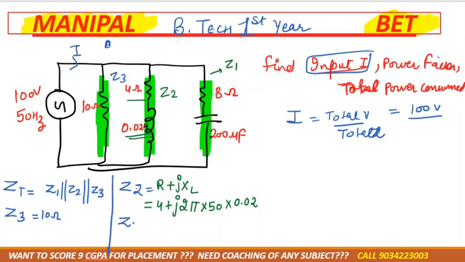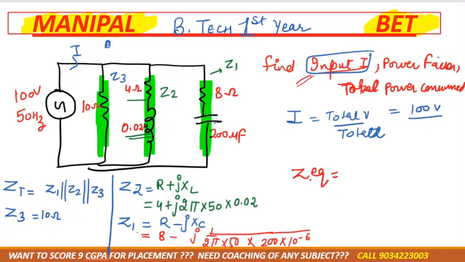So we need to solve it, then we'll get Z2. Similarly, we can get Z1. Z1 is in the form of R and C, so it would be R minus JXC, right? So if I put the value, Z is equal to 8 minus J 1 by 2 pi FC. 2 we know, pi we know, 50 we know, C we know. C is how much? 200 microfarad, means 200 into 10 raised to power minus 6 farad, right? So can we get this value for Z1, Z2 and Z3?